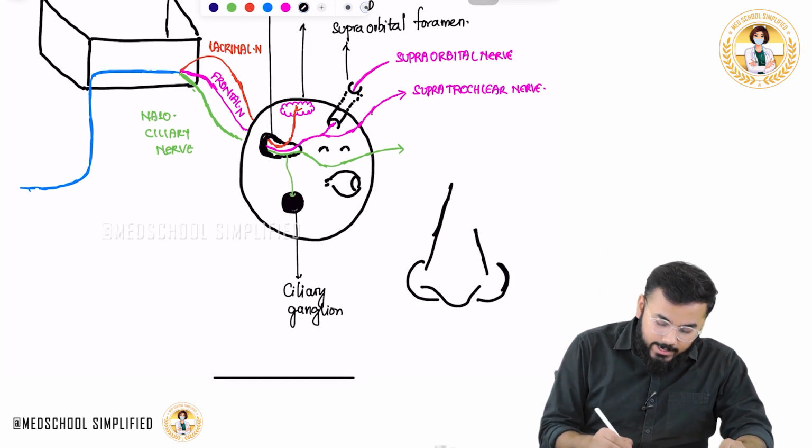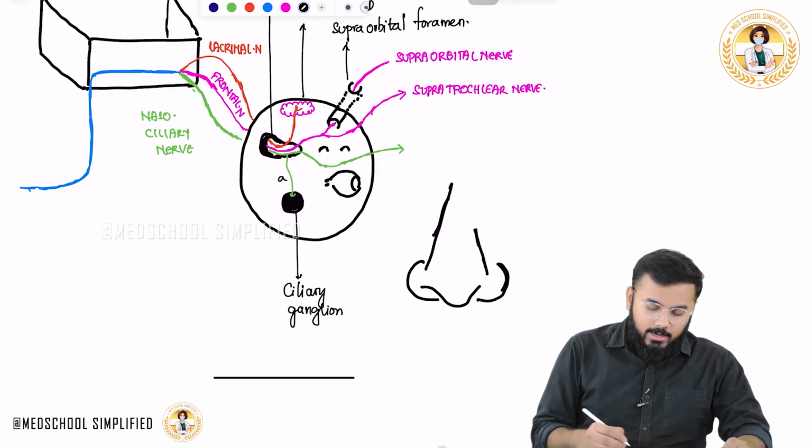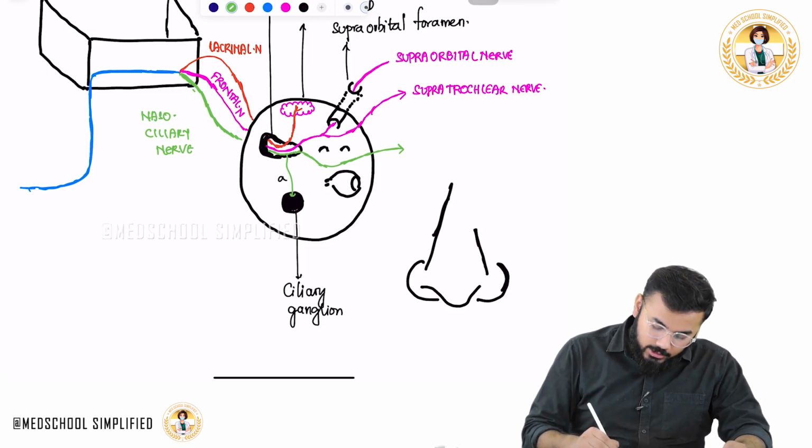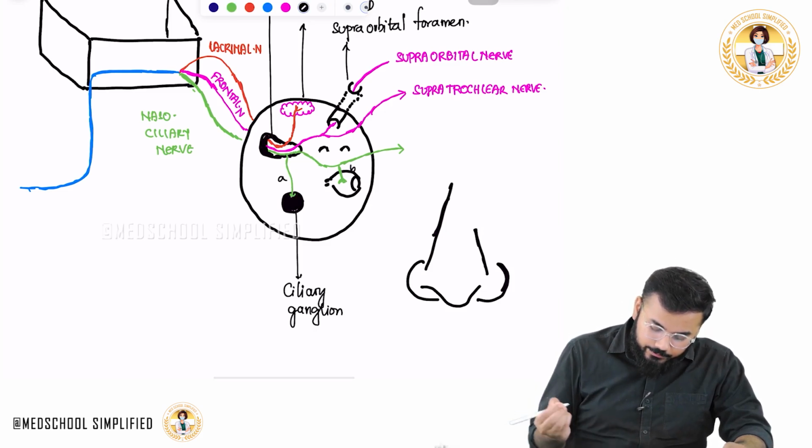Nasociliary nerve. So this nasociliary nerve gives its first branch to your ciliary ganglion. Let us put this branch as A. Next, it gives its second branch to your eyeball. You see, it is giving its second branch all the way to your eyeball. Let us put it as B.